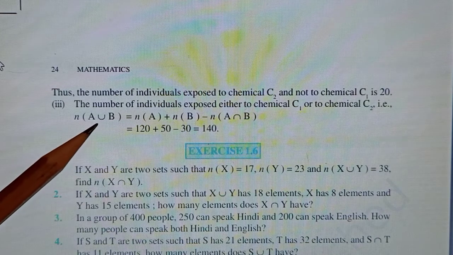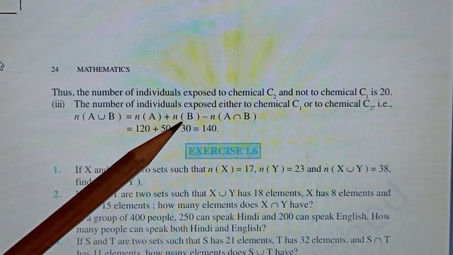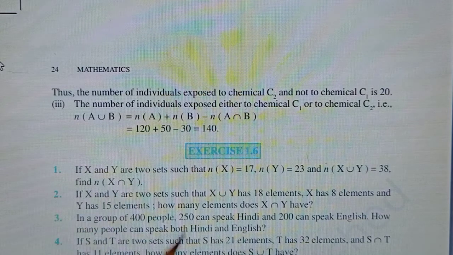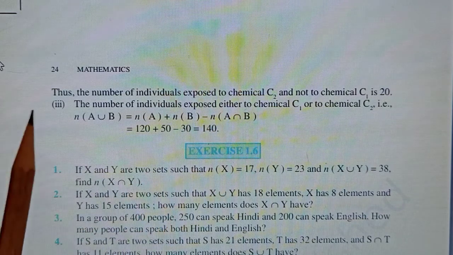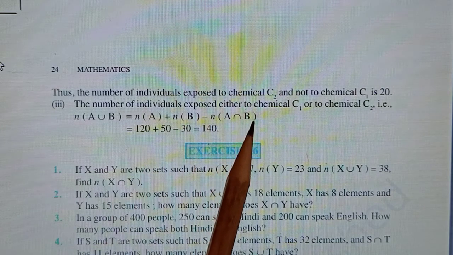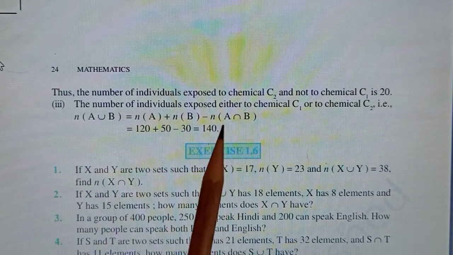So they've given you union and the individual cardinal numbers, and you have to find the intersection. Okay, so in most of the questions, this is what will happen. It will be governed by this formula. So out of these 4 unknowns, 3 will be known to you, and you'll have to find 1 unknown.